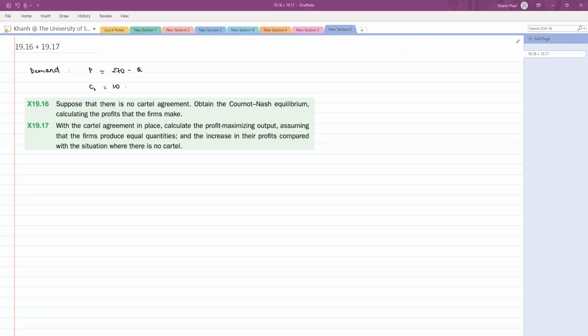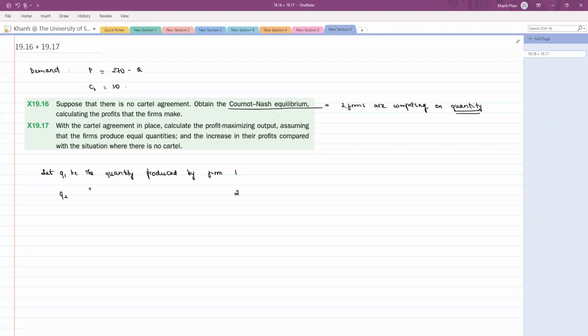Okay, I will let Q1 be the quantity produced by firm 1, and Q2 be the quantity produced by firm 2. The Cournot-Nash equilibrium is the equilibrium in which the two firms are competing on quantity. They are choosing quantity separately and simultaneously in order to maximize their own profit. So they're competing on quantity.